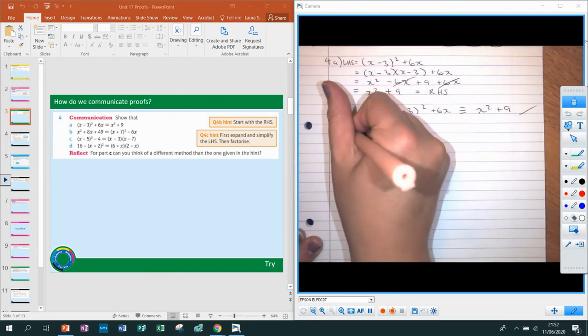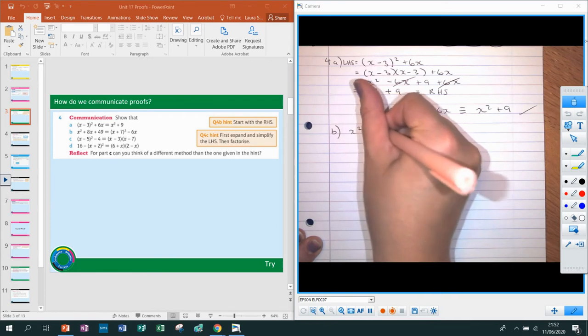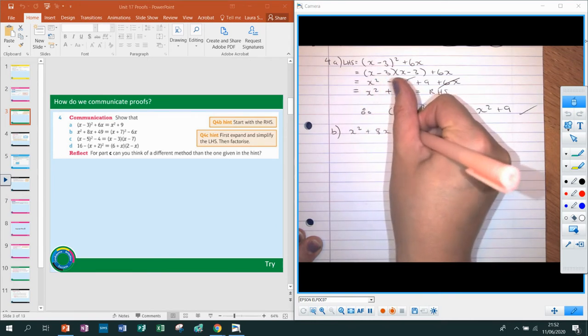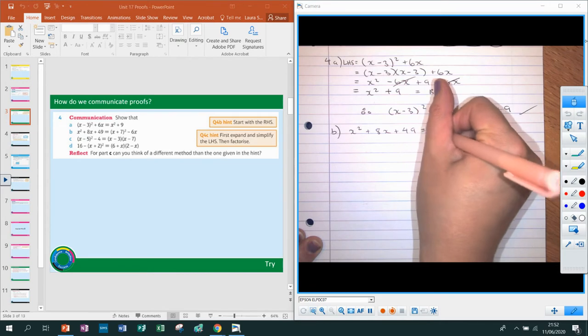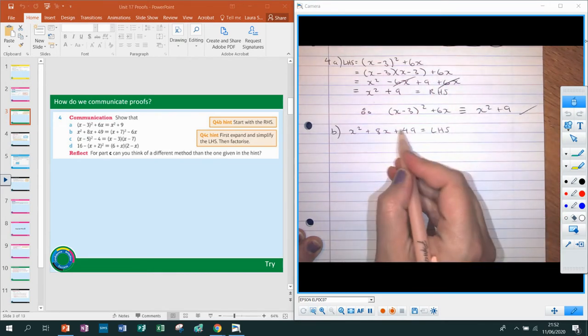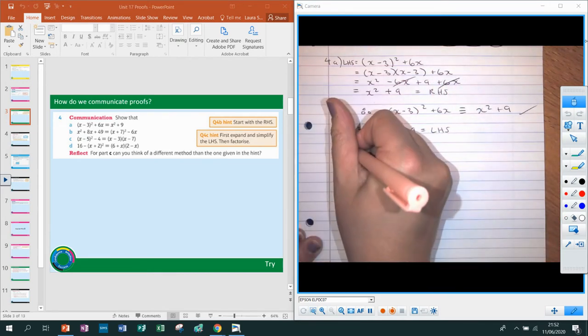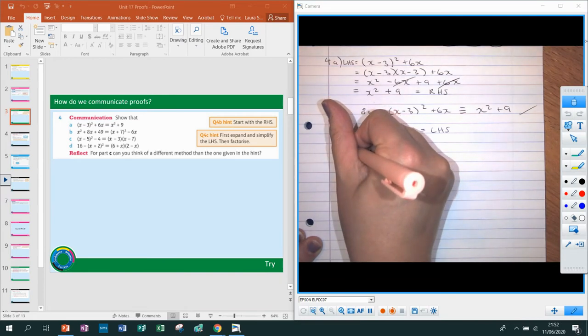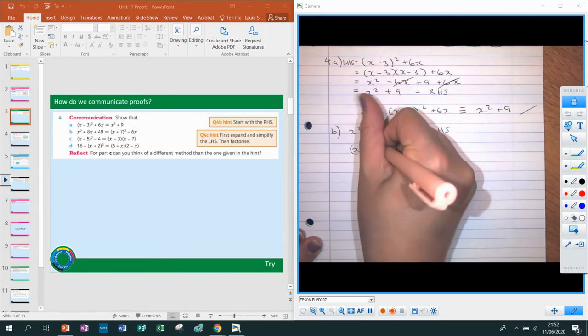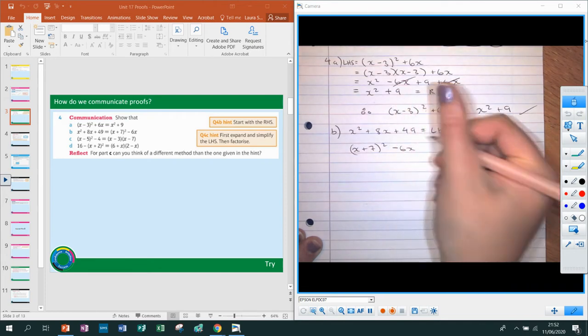Part B, we have x squared plus 8x plus 49 is equal to the left-hand side. I'm not going to change that one because I don't need to expand it, so let's do the right-hand side, which is (x plus 7) squared minus 6x, okay?